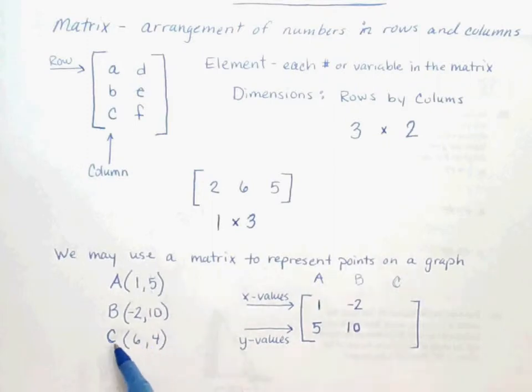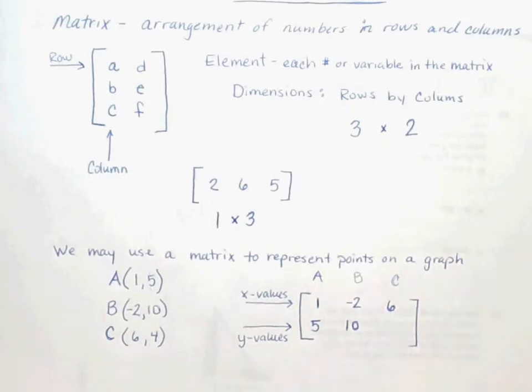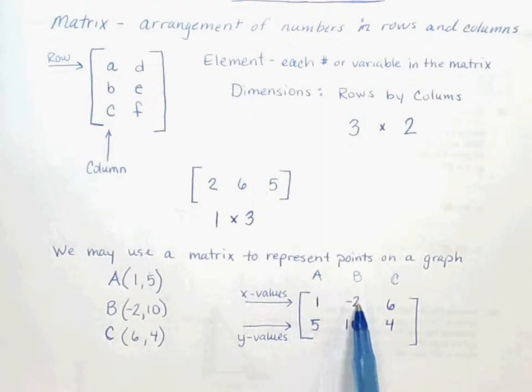Then move on to point C. Our x value is 6, which goes in the top row. Our y value is 4, so it's going to go on the bottom row. Right? So we could use a matrix to represent points on a graph like we did here. Okay, point A, point B, and point C.